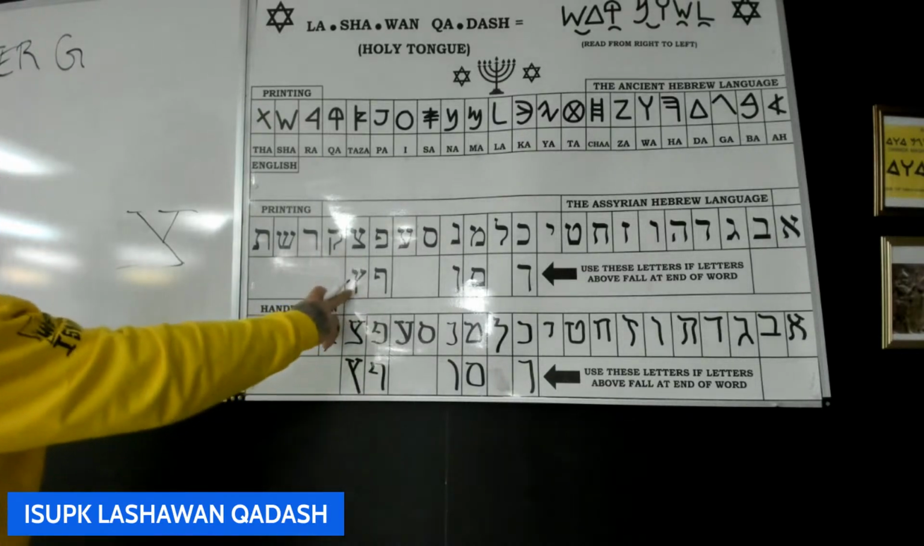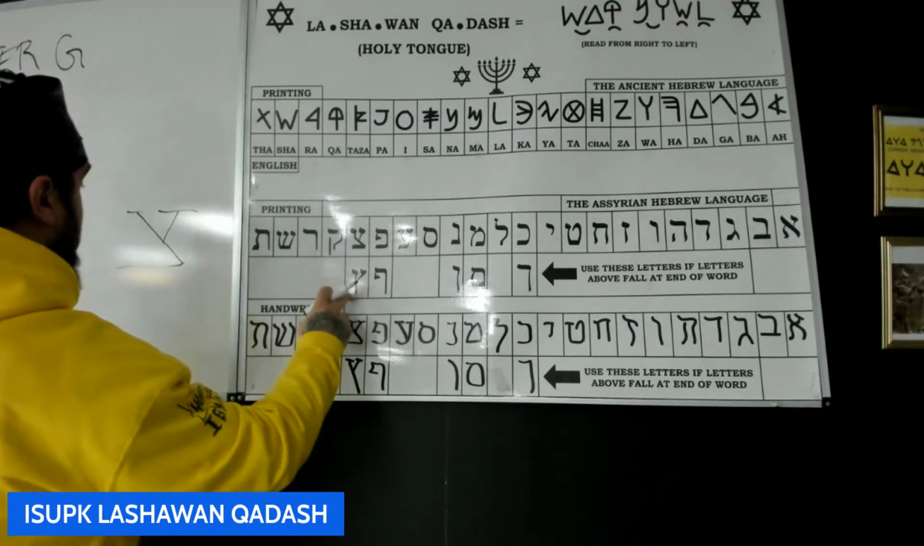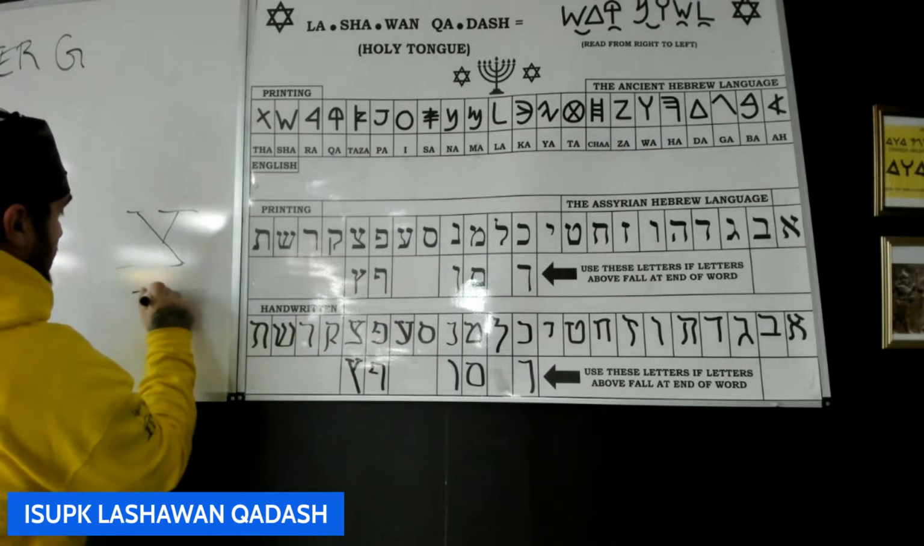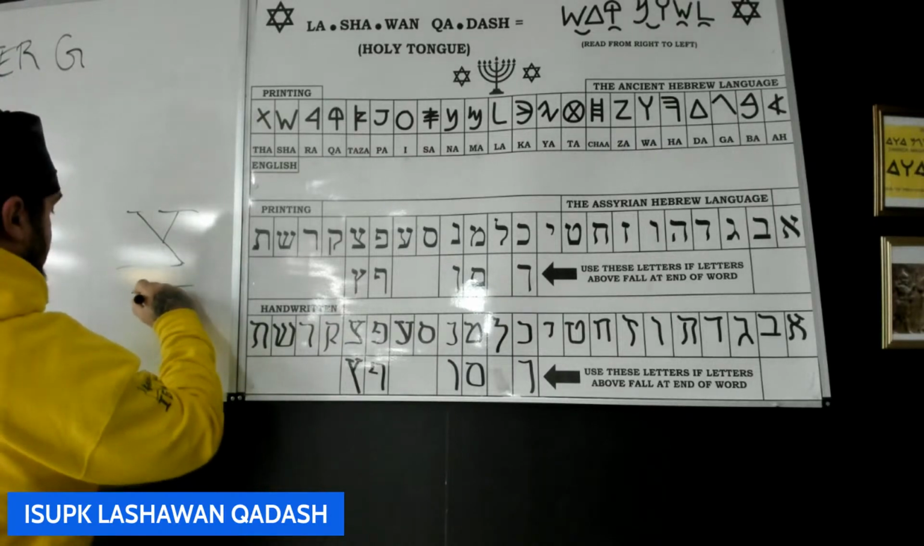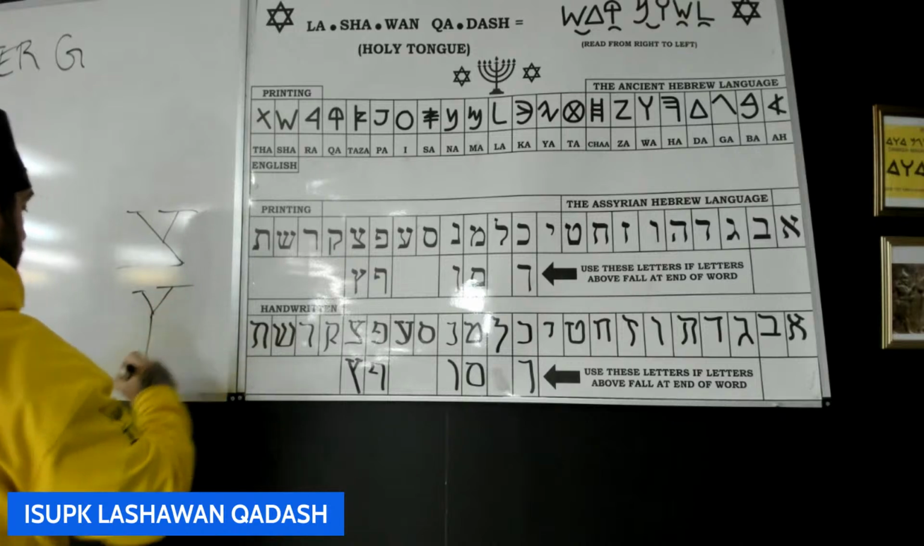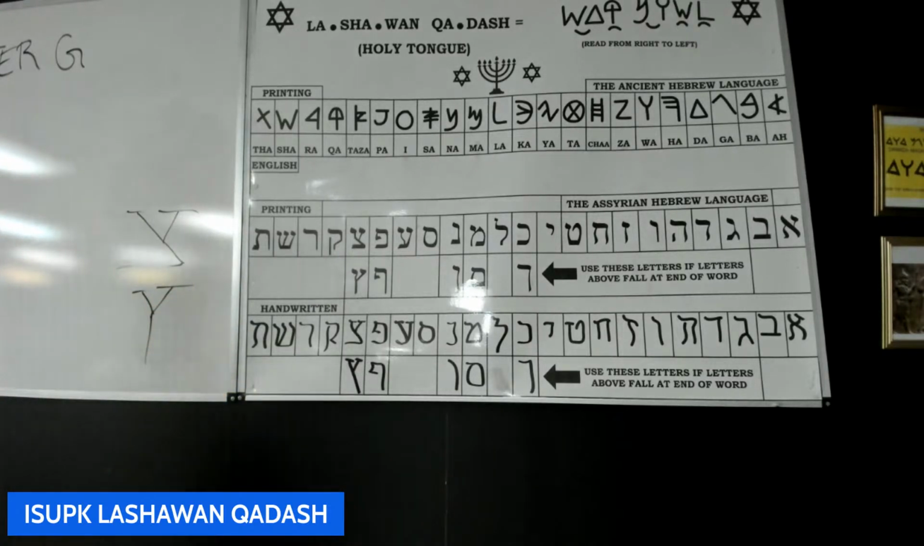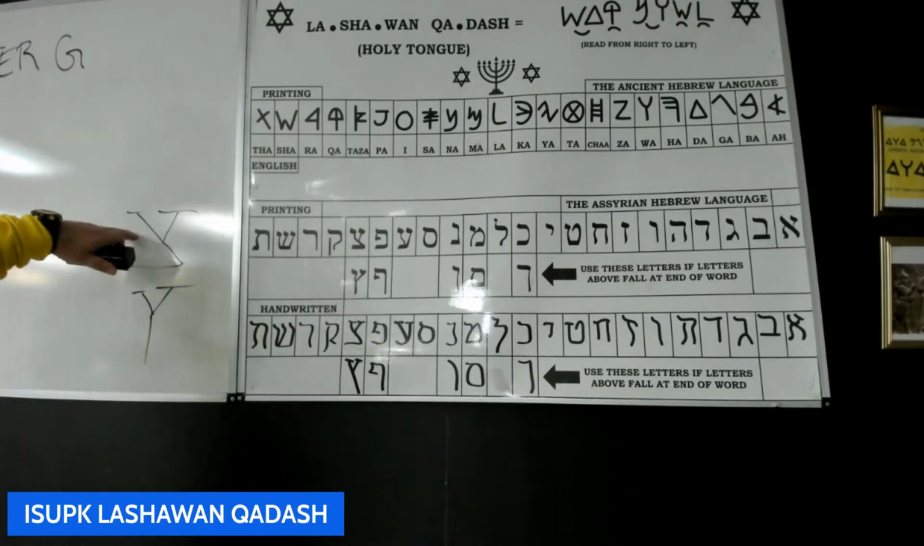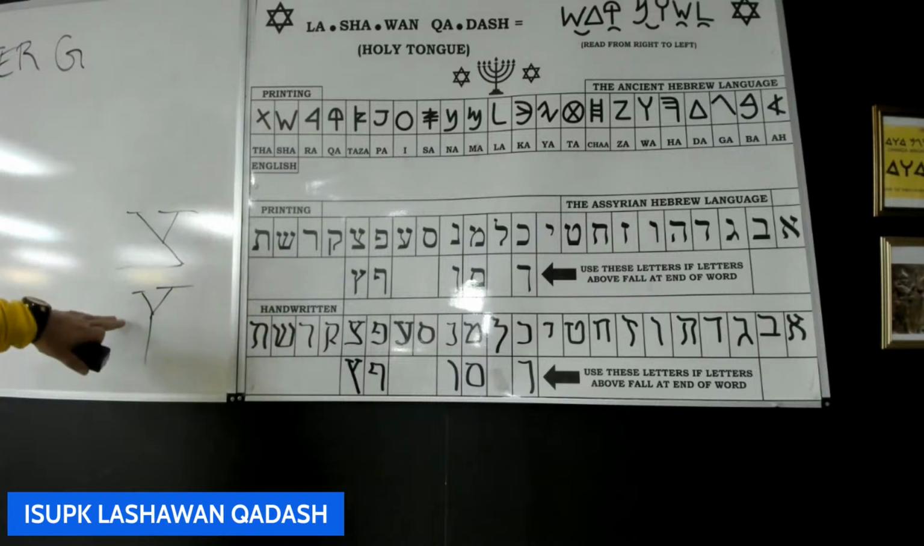Then taza at the end of the word, this is how you would put it. So this will be taza at the beginning of the word. This will be taza at the end of the word.